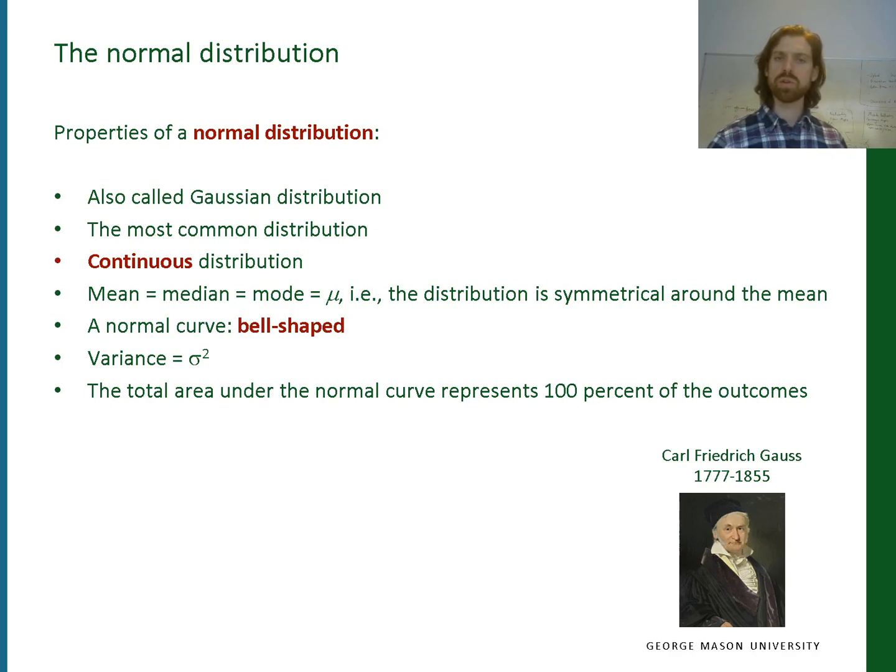The curve is often called the bell-shaped curve, so I think I mentioned this in some of the previous lectures. That's an important term to know. So the mu value here refers to the mean, and the sigma squared value here refers to the variance of the particular distribution. And the total area under the normal curve represents 100% of the different outcomes.